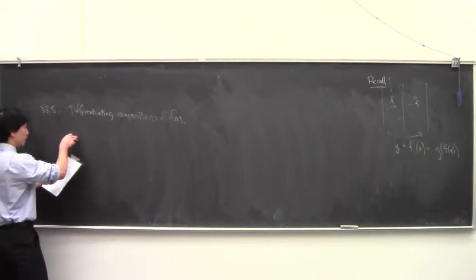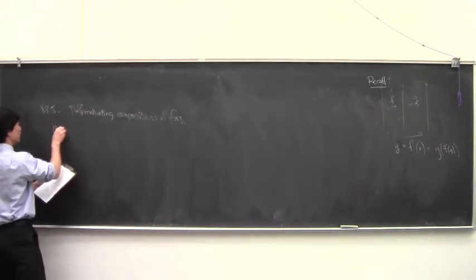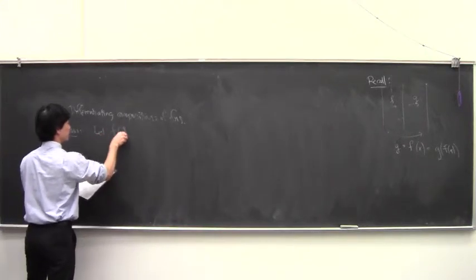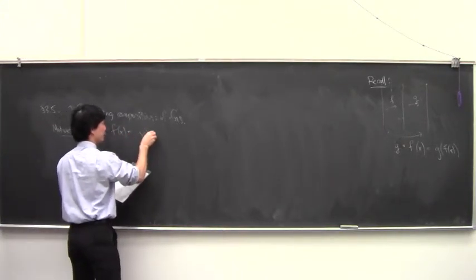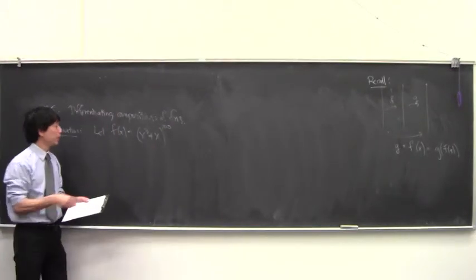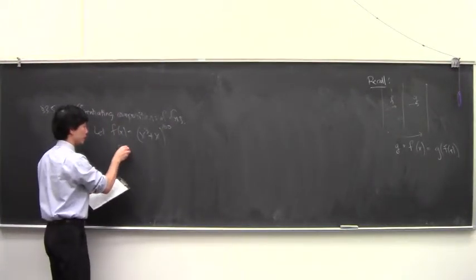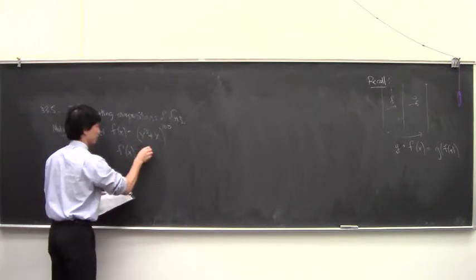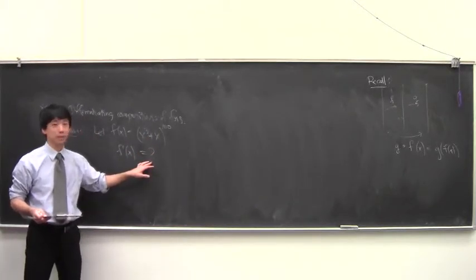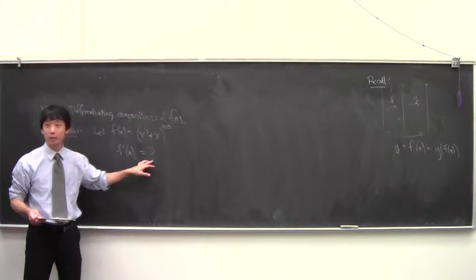Okay, so here's the motivation. Let f of x be x plus 3x to the 100th power. And I would like to know f prime of x. What's f prime of x? At this point, how can we do it? We don't have any good way to do it.